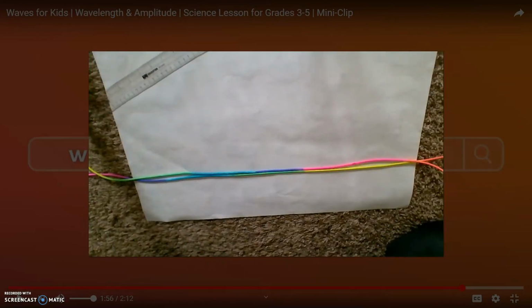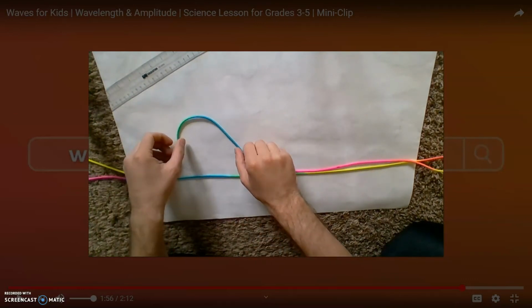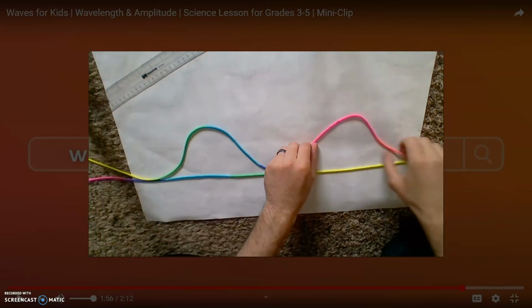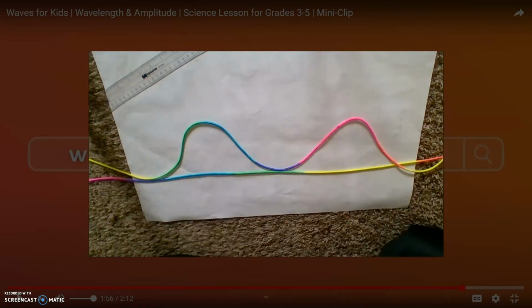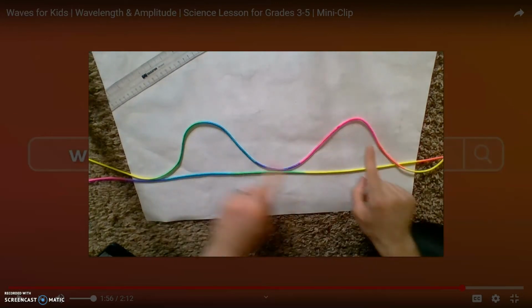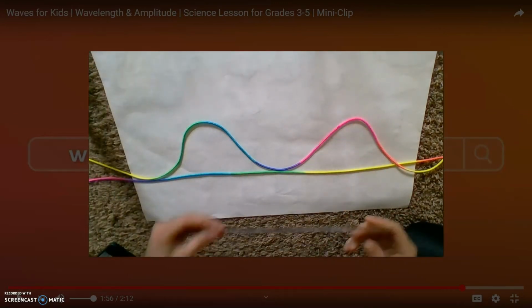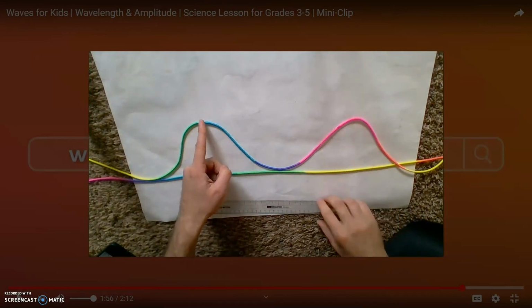So now I'm going to explain what wavelength is. Wavelength is the distance between successive crests of a wave. So what that means is it is two waves in a row, and it is the distance between the two. So if this is the first wave and I'm moving across this wave, this would be the second wave. So to measure that, you go from the middle of the peak of the first wave to the middle of the peak of the second wave.